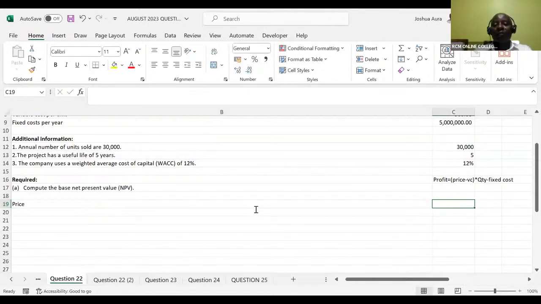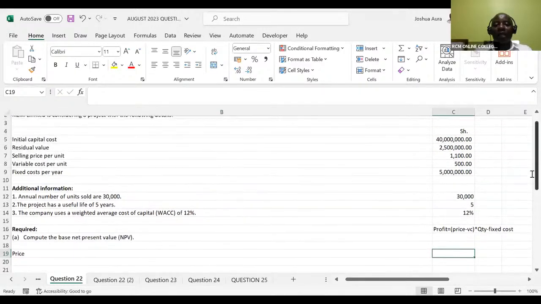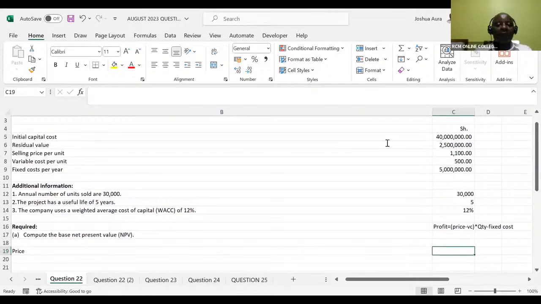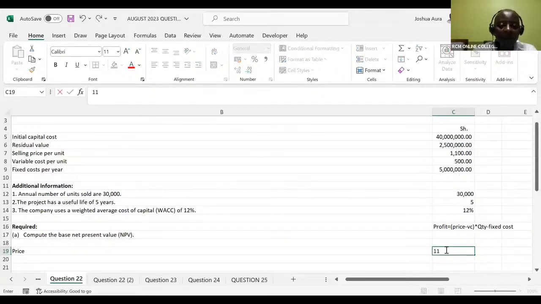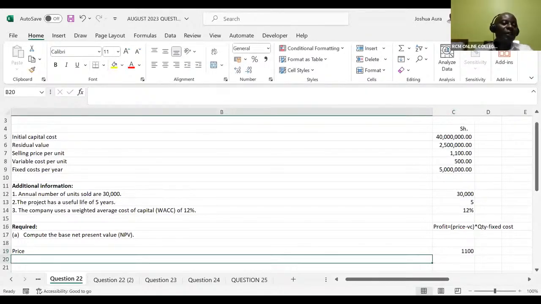The price given in this question, you can see the selling price here is 1100. Please do this manually. Don't even start picking the figure into here. No, just type there 1100. It's good that way. And then you say enter, it comes here.